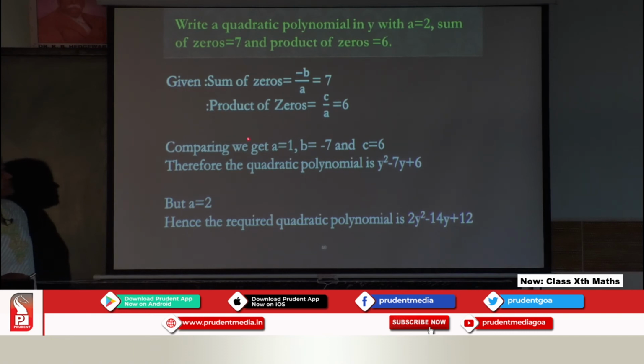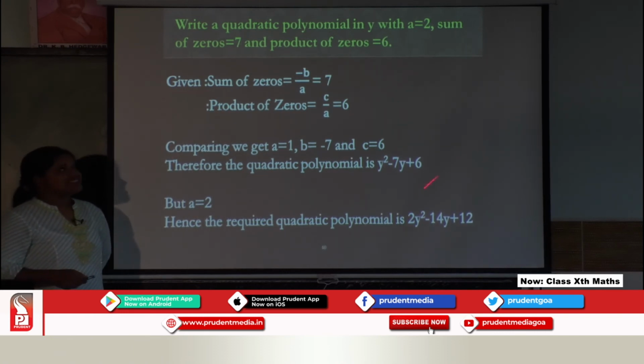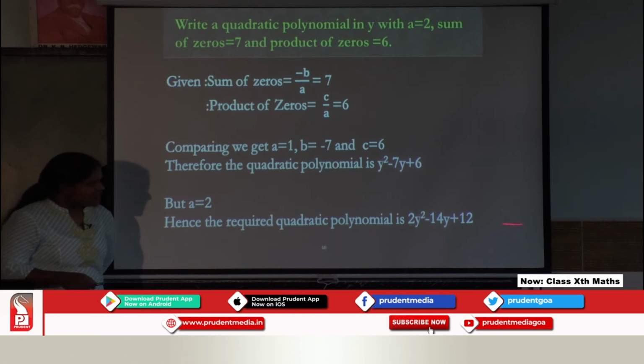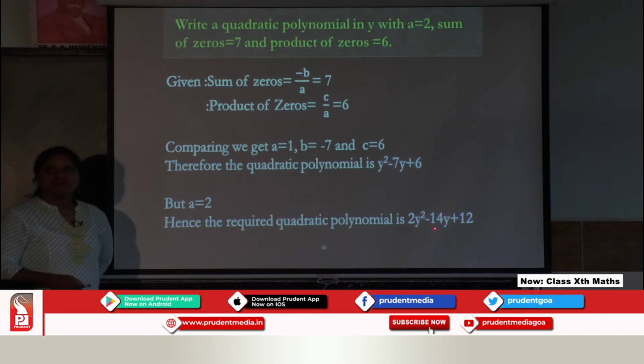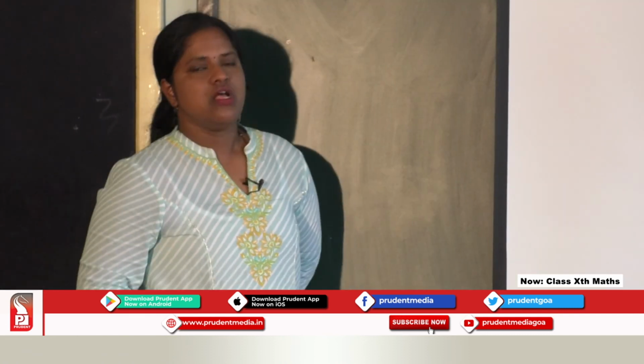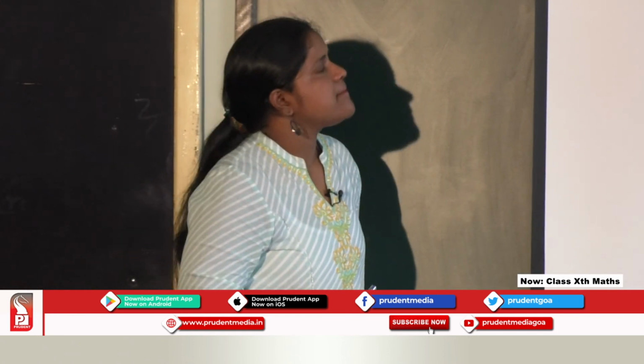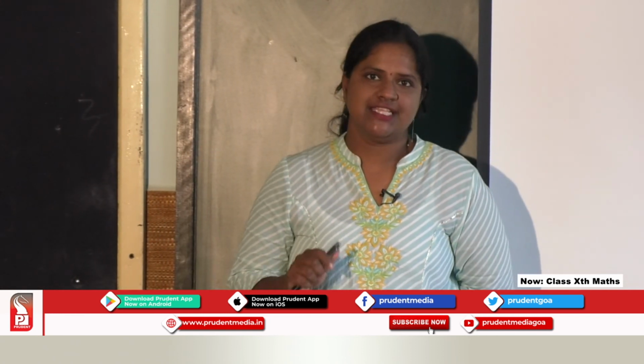That is why I always mention it is one of the polynomials. So even this is accepted, but since the condition is mentioned, the final answer will look like this: 2y square minus 14y plus 12. So thus I summarize what we have learnt in this lesson.